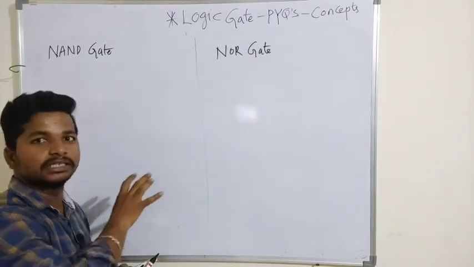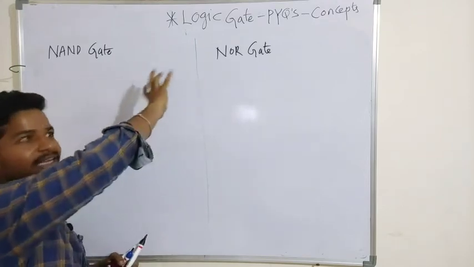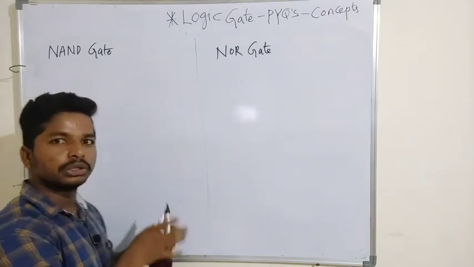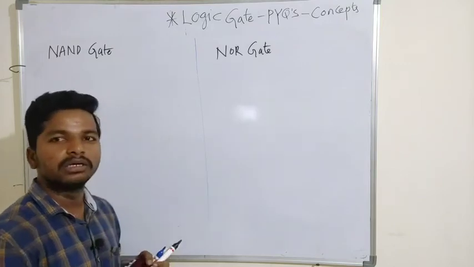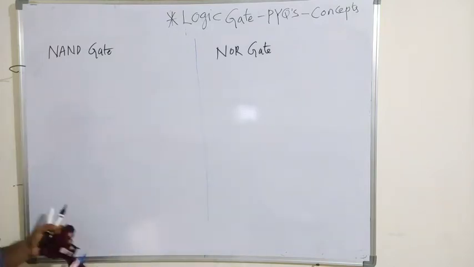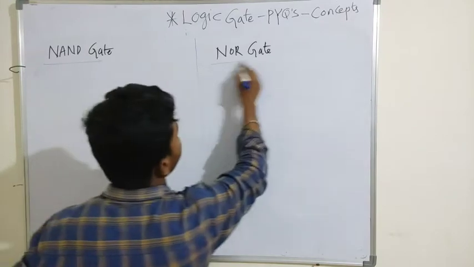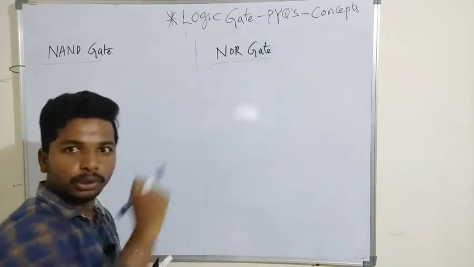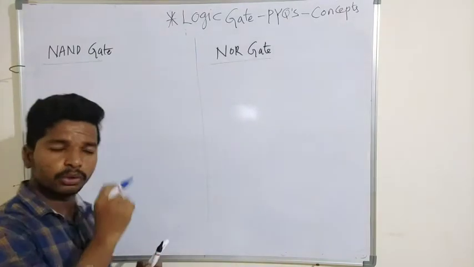Let's start discussing the AND gate, NAND gate and NOR gate in parallel, so that we can conclude the universal gate at a time. The NAND gate and the NOR gate both come under the universal gates. This is one important point we have to remember.